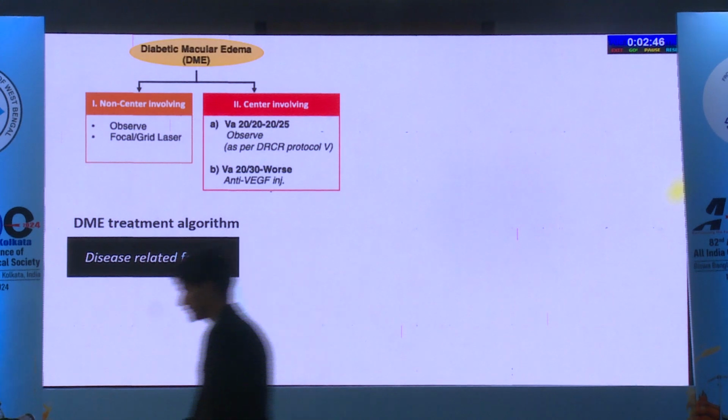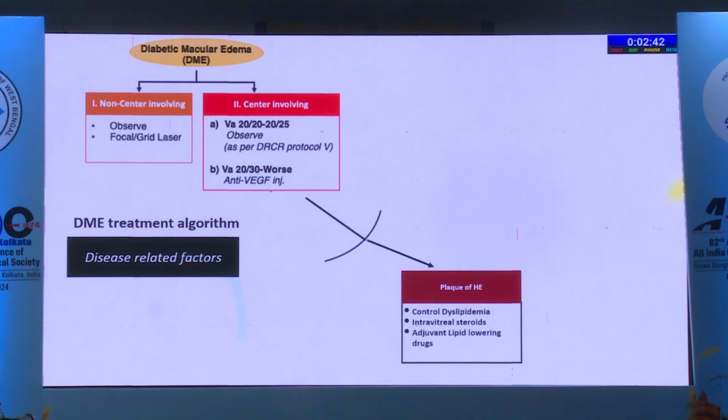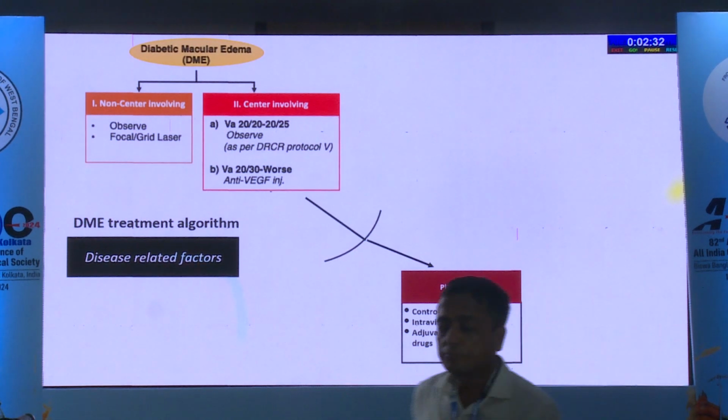There are some disease-related factors. So we had patient-related, eye-related. There are some disease-related, like you have plaque of exudates. Again, important to control dyslipidemia. Intravitreal steroids have shown that they reduce it much more quickly.